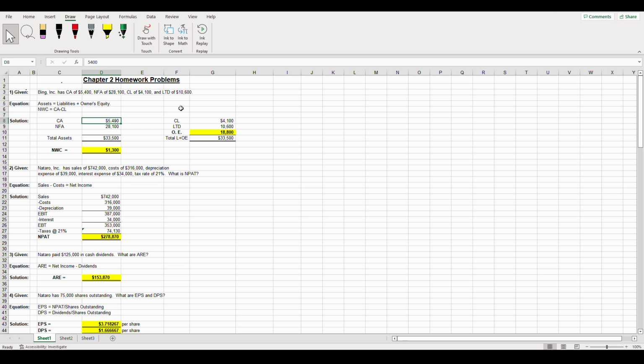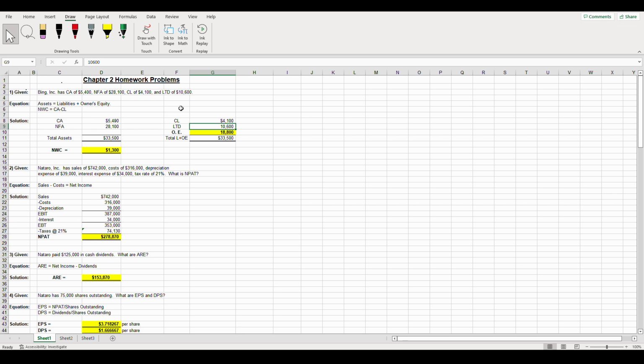And now getting to the solution, I simply drop in the current assets from the givens. I drop in the net fixed assets, $28,100, and in cell D11, I type in equal D8 plus D9, and Excel will add those up for you. We also know, as we learned in accounting class, that assets must equal liabilities plus owner's equity, so I can type that right in, or just say equal D11, and then I can bring in my current liabilities of $4,100.